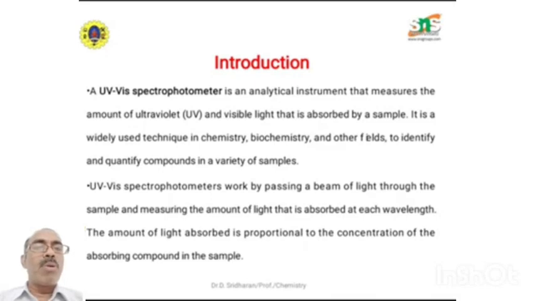Ultraviolet visible spectrometer is another analytical instrument that measures the amount of UV and visible light that is absorbed by the sample, either organic or inorganic samples. It is a widely used technique in chemistry, biochemistry, and other fields, especially for the pharmaceutical chemistries, to identify and quantify compounds in a variety of samples.